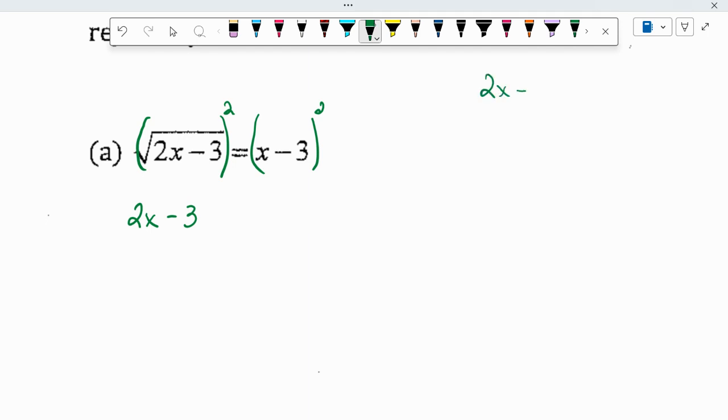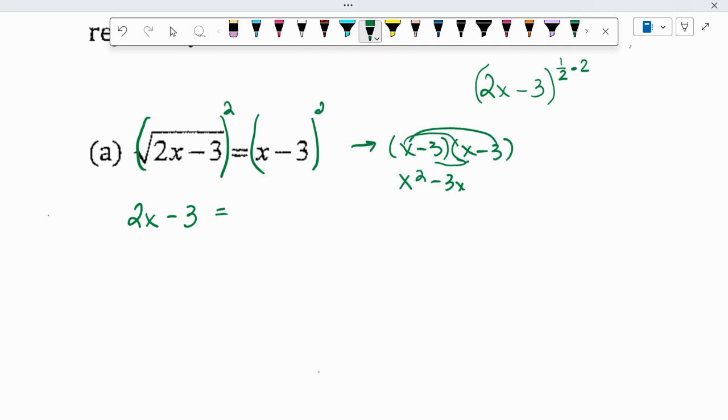I'm just going to write off to the side because really the square root is 2x minus 3 to the 1/2 power. And when I take that and I multiply it by 2, half of 2 is 1, right? It cancels out. It's the same thing as a power of 1. But x minus 3 squared, well, that's x minus 3 times x minus 3. Do not do any voodoo math here. X times x is x squared, right? Minus 3x, plus 9. So x squared minus 6x plus 9.